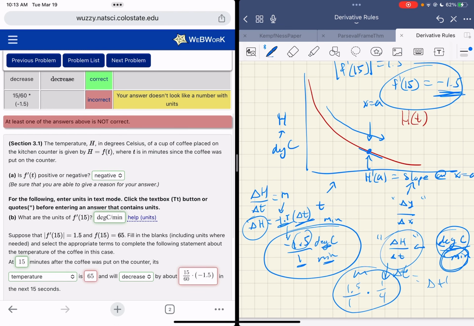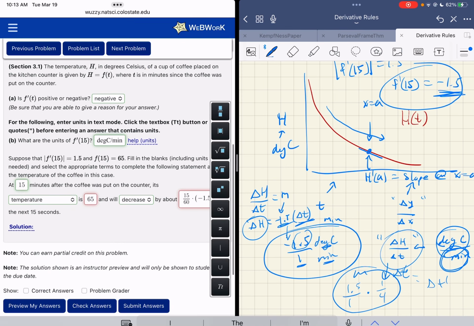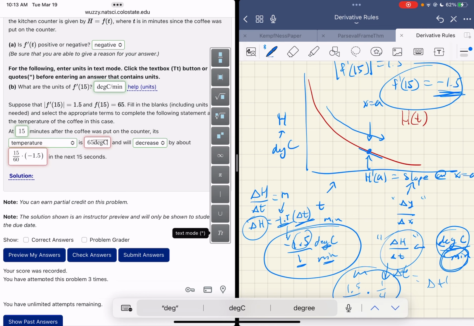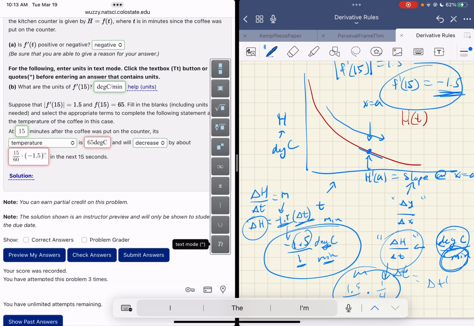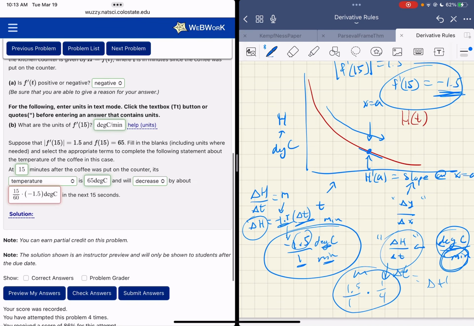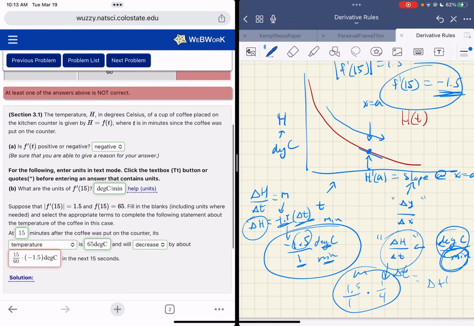hopefully that helps. Okay, now I'm missing units here. That's why they're mad. So let's go back to text mode and enter deg C. That's how hot the coffee is. And how much will the temperature change? This much. Great. So now, okay, you still don't like that. So what's going on? Next 15 seconds. 15 minutes, the temperature, blah, blah.